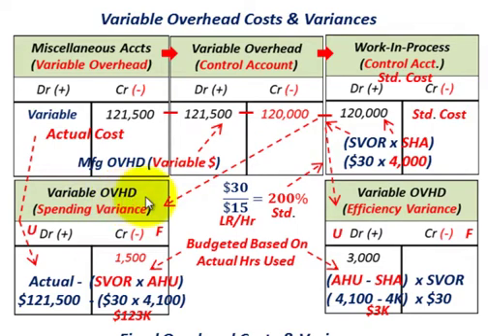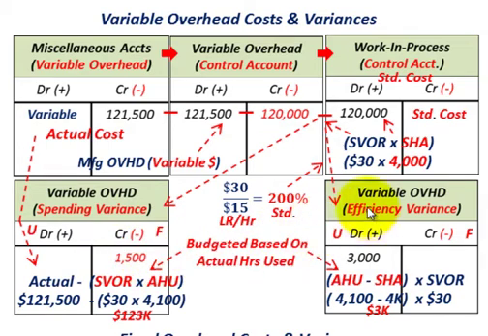Looking at our variable overhead spending variance, take the actual dollars, $121,500, and subtract from that the standard variable overhead rate times the actual hours used. Our standard variable overhead rate was $30 times actual hours used, in this example 4,100. That gives us $123,000. Compared to the actual amount of $121,500, it's favorable by $1,500, because the actual amount of variable overhead was less than our budgeted amount based on the actual hours used. The standard variable overhead rate times the actual hours used is really the budget based on our actual hours used. So we got our variable overhead spending variance as a favorable amount of $1,500.